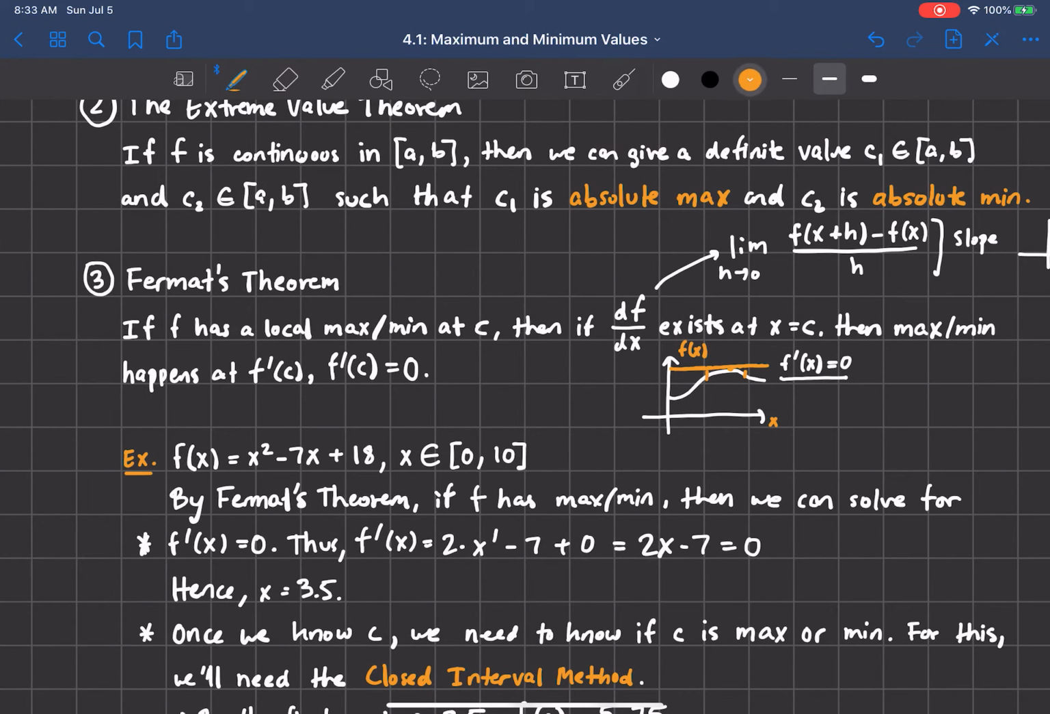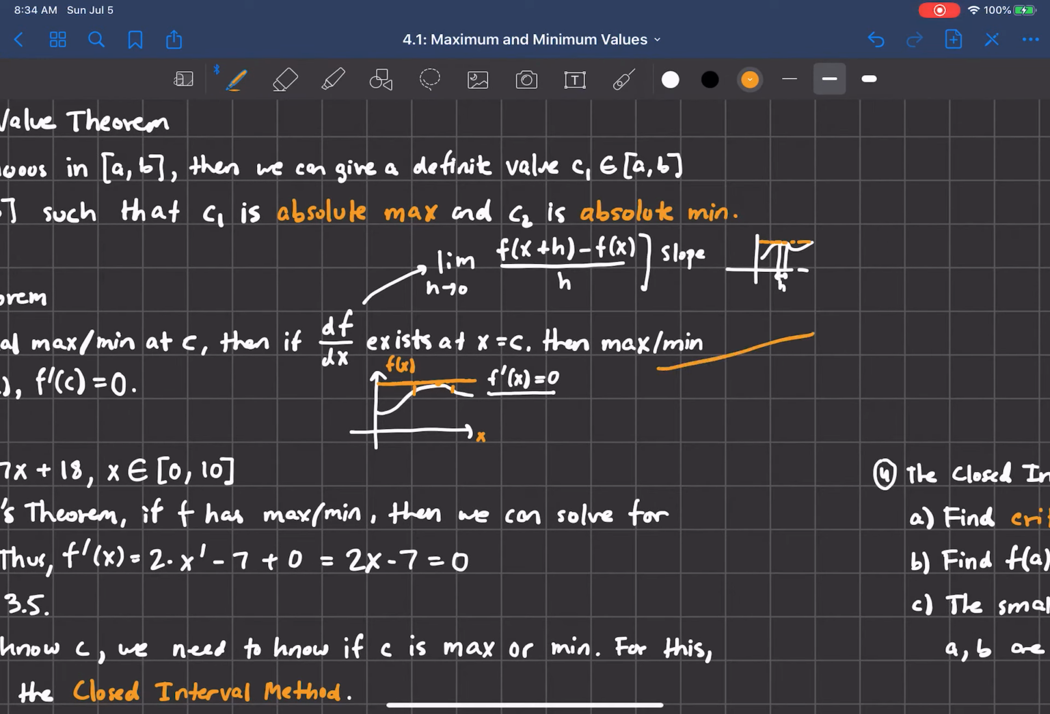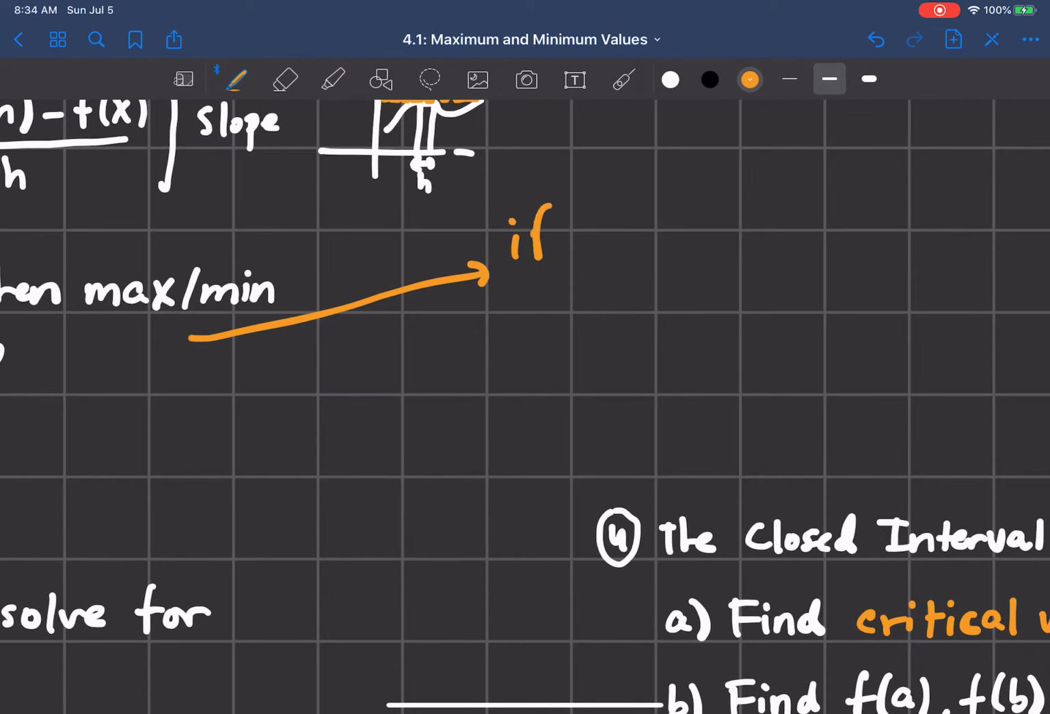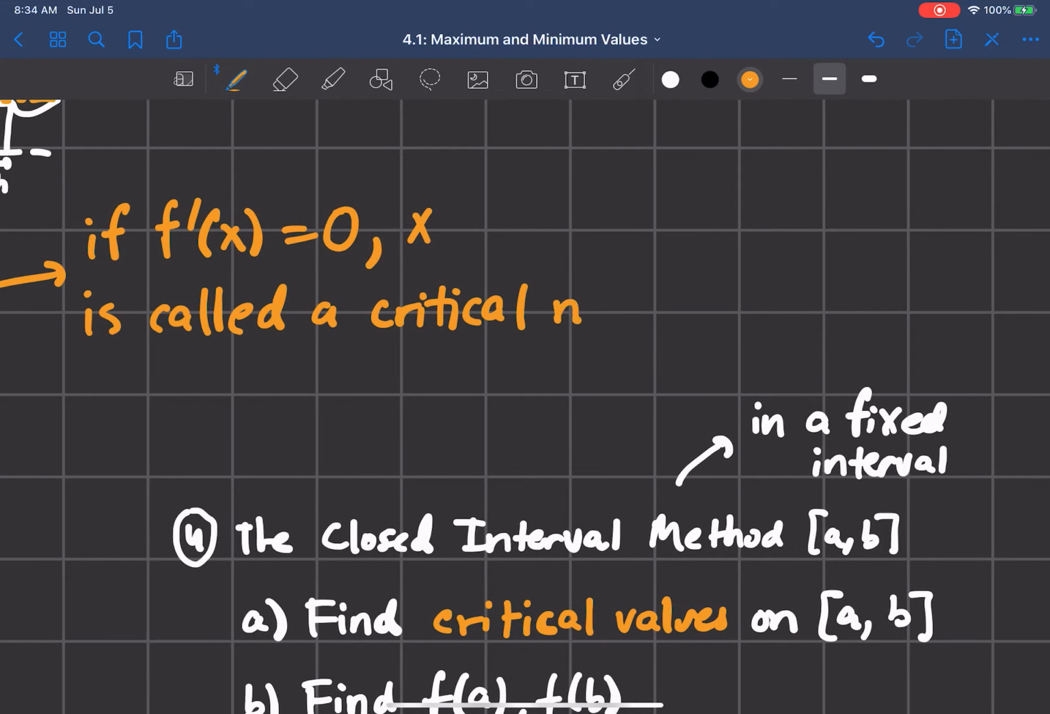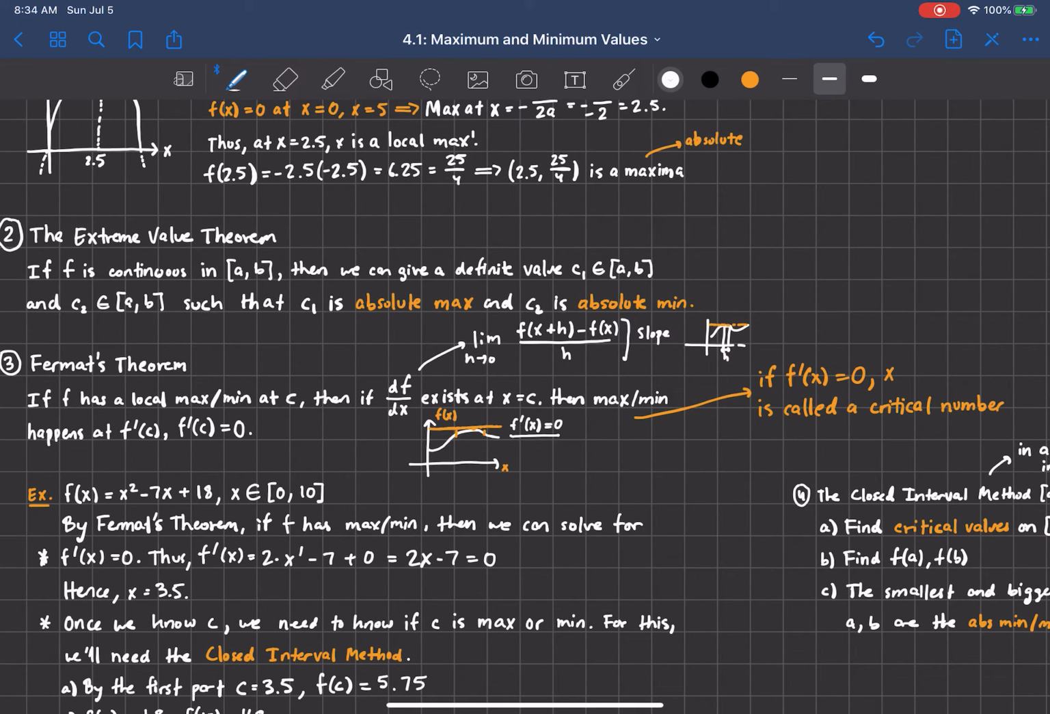So this is an important definition. If f prime of x equals 0 for any x, then that x is called a critical number. And this is important because that word gets used a lot, and if you see it in homeworks or exams, you shouldn't be thrown off by it. It just means that the derivative is 0.